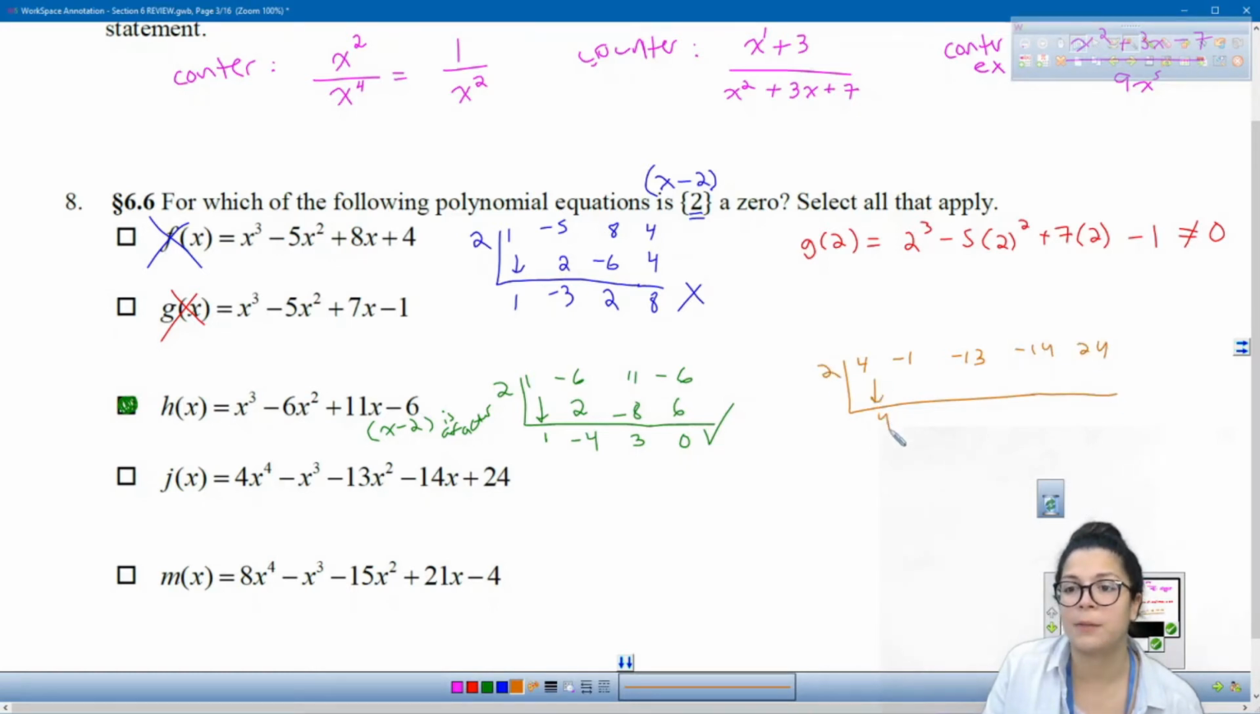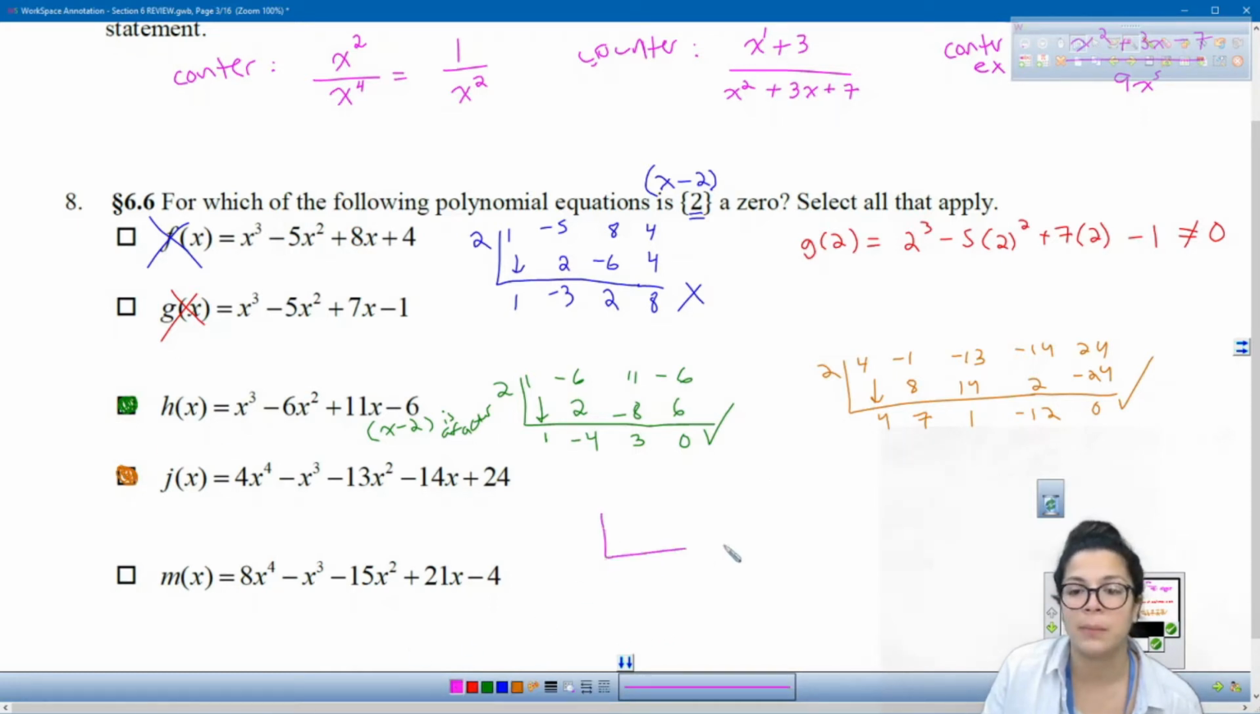All right, bring down the first one. 2 times 4 is 8. Add vertically 7, multiply 14. Add vertically 1, multiply 2. Add vertically -12, multiply -24. Add vertically 0. Works for that one as well. Awesome. So J of x also has 2 as a 0.